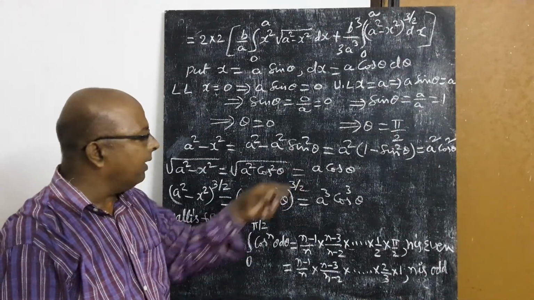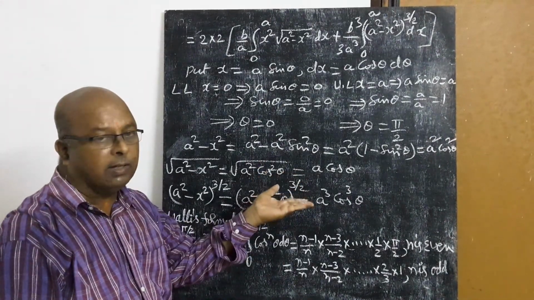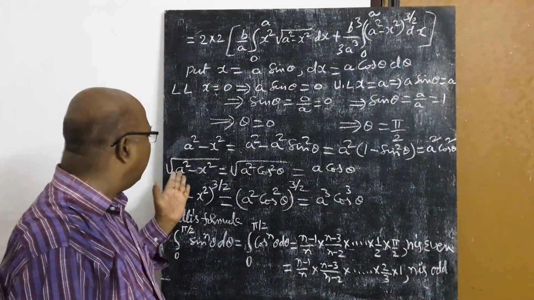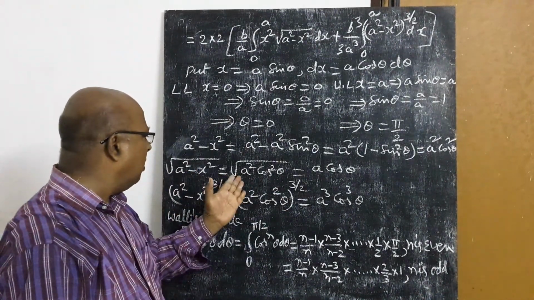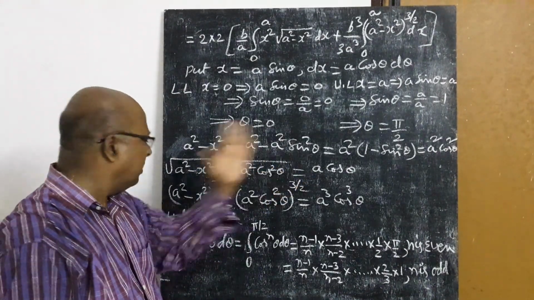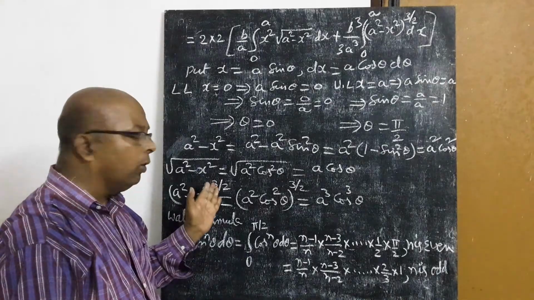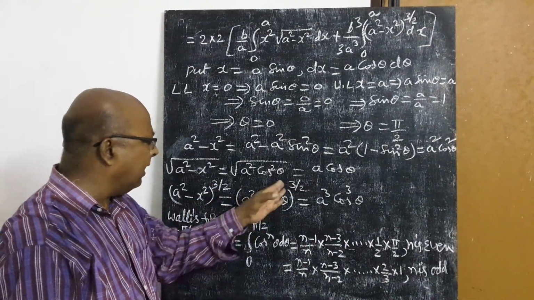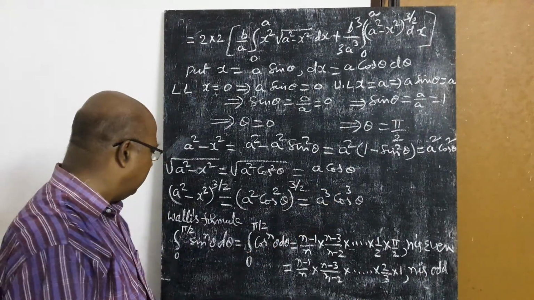1 minus sin square theta is cos square theta. So a square cos square theta. Root of a square minus x square, root of this value a square cos square theta, so a cos theta. A square minus x square whole power 3 by 2 is a square cos square theta whole power 3 by 2, 2 cancel, a cube into cos cube theta.